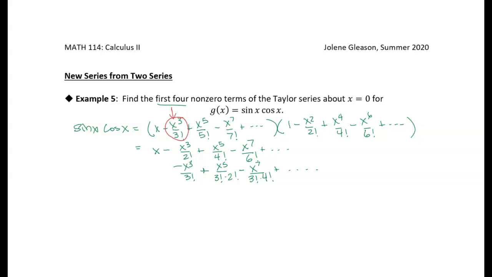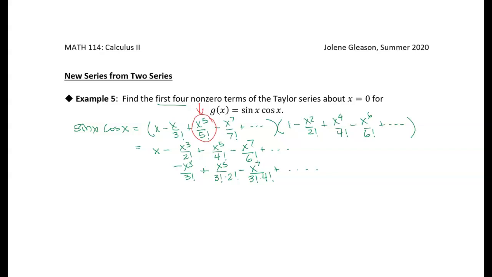Okay. All right, so now I want to move on. I'm going to see if I can erase this without erasing anything else. And I want to move on to the x to the 5th term here, right? And I'm going to multiply that times everything in that cosine polynomial.